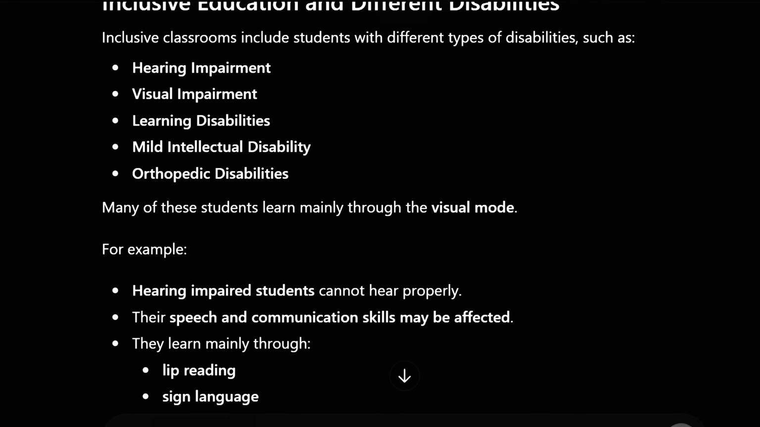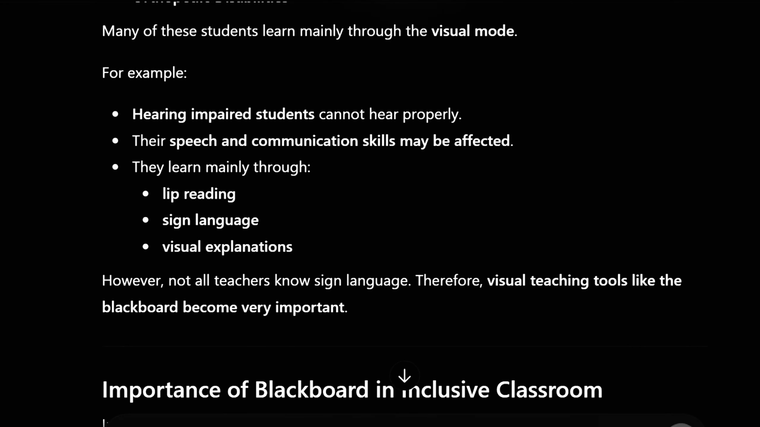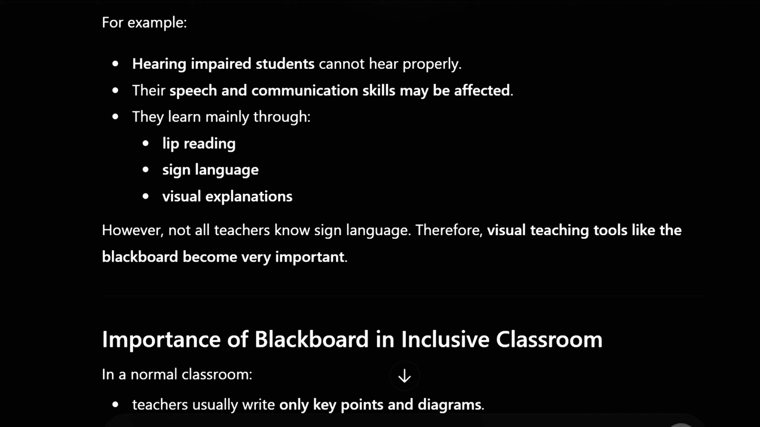For example, hearing impaired students cannot hear properly. Their speech and communication skills may be affected. They learn mainly through lip reading, sign language, visual explanations. However, not all teachers know sign language. Therefore, visual teaching tools like the blackboard become very important.